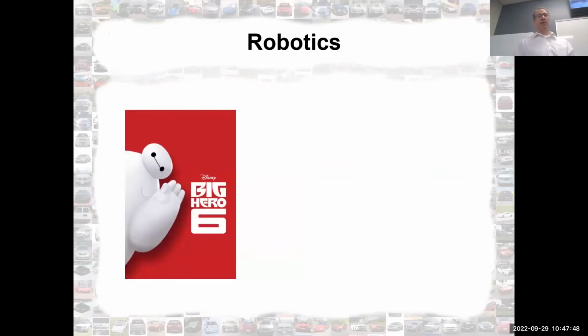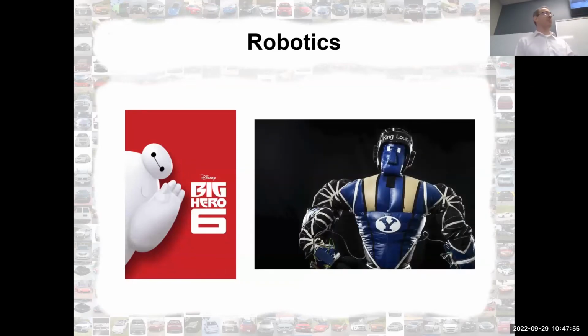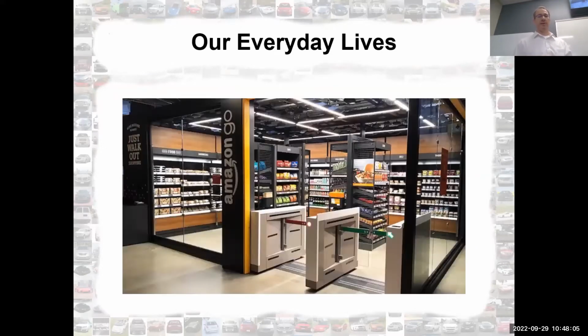I have a colleague at BYU who, you may have seen the movie Big Hero 6, is actually working on inflatable robotics. It's a really interesting, up-and-coming future area, where things are more compliant and less likely to hurt people by accident. Also, Amazon Go. The whole store is basically run by computer vision.